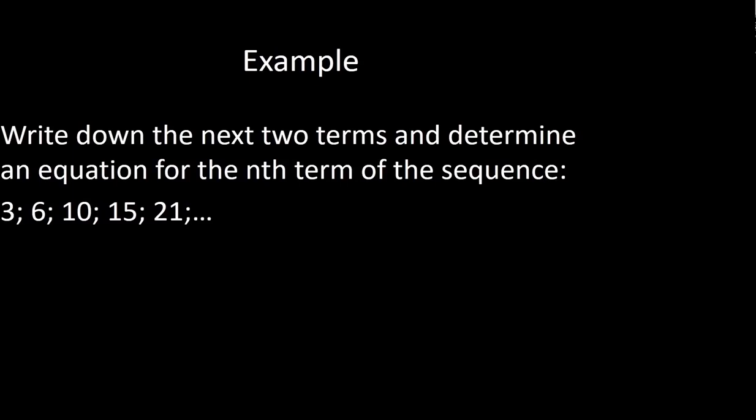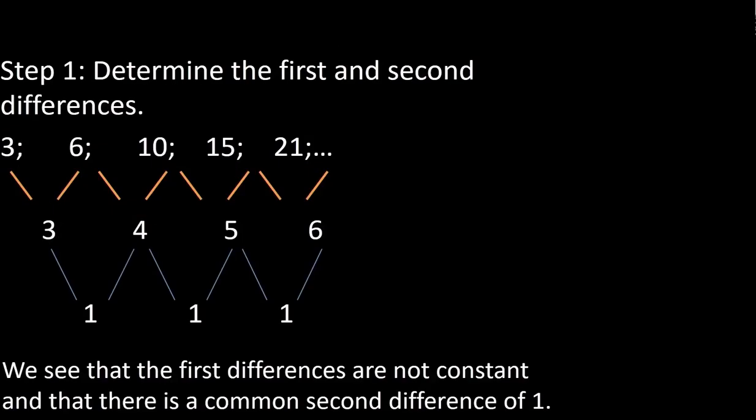Okay, so to write down the next two terms and determine an equation for the nth term of this sequence. So we've got 3, 6, 10, 15, and 21. All right, so to determine the first and the second differences, because in order obviously to work out the next three terms, we need to know what the first difference is, we need to know what the second difference is.